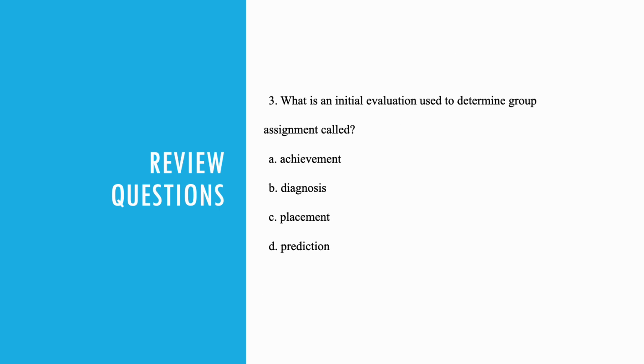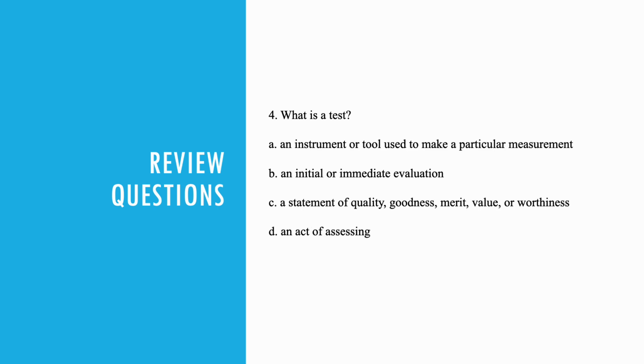Question 3. What is an initial evaluation used to determine group assignments called? A, achievement. B, diagnosis. C, placement. D, prediction. Question 4. What is a test? A, an instrument or tool used to make a particular measurement. B, an initial or immediate evaluation. C, a statement of quality, goodness, merit, value, or worthiness. D, an act of assessing.